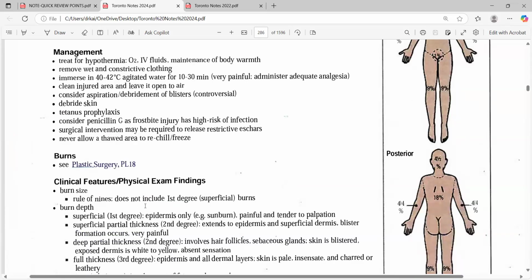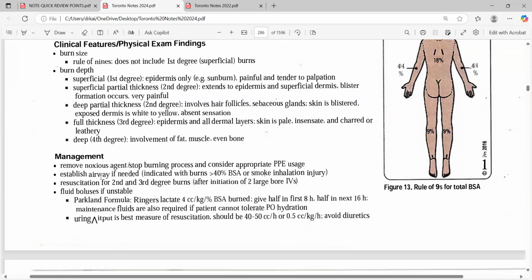So burn size, rule of 9, do not include the first degree. Then the burn depth, how much it is, and they can give you the burn depth too. So on the basis of whether it's a second degree or third degree, you will get an idea how you are going to approach it. Management is basically this one.